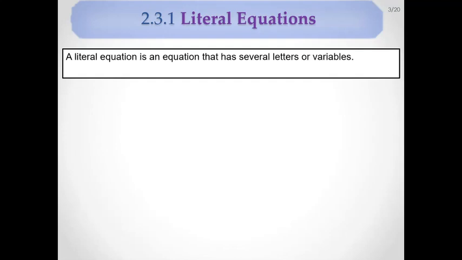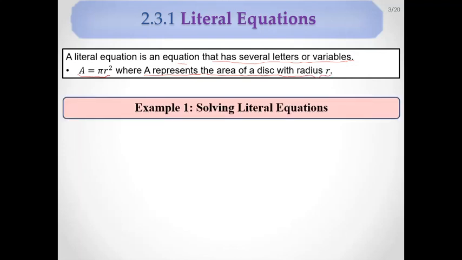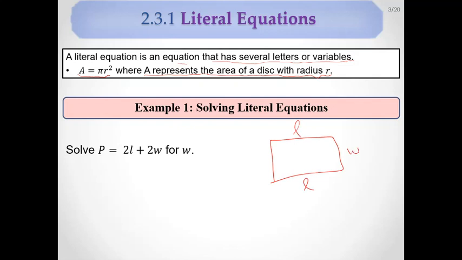A literal equation is an equation that has several letters or variables in it. Basically these are mostly formulas coming from applications. For example, A equals pi r squared. Here A represents the area of a disk with radius r. This is coming from geometry. Here is another one: P equals 2L plus 2W. This is the perimeter of a rectangle. It's a rectangle formula.